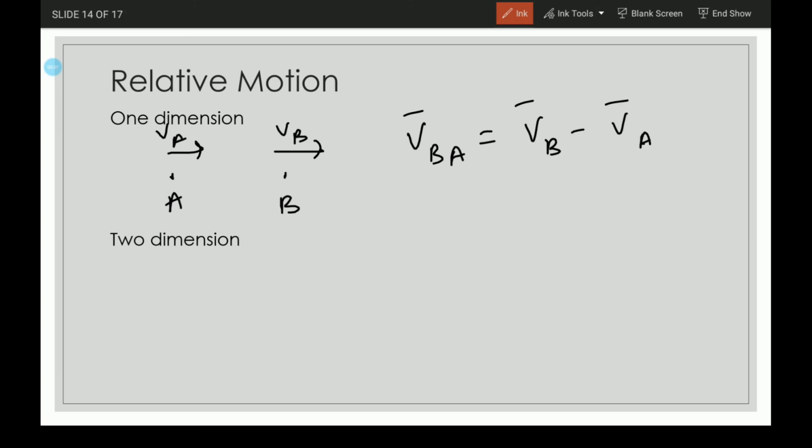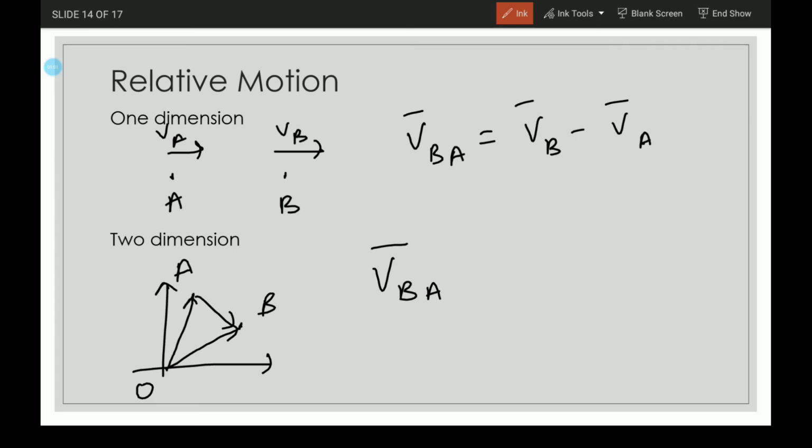Now in 2 dimensions, the situation becomes a little bit interesting. Let us understand. Now this is point O. This is object A. This is object B, and the scenario is the same. We can understand it vectorially as well. So the velocity of B with respect to object A is equal to VBO, that is the velocity of B with respect to this point O, minus velocity of A with respect to point O. In most of the cases, O is nothing but the origin.